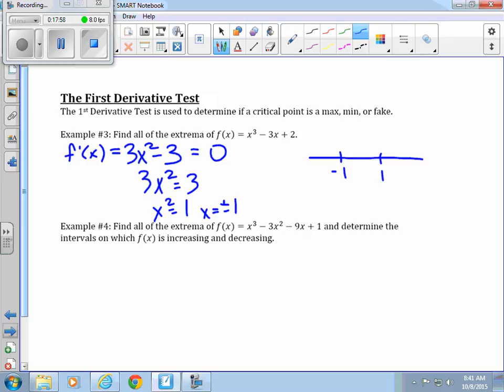So I'm going to do a sign chart here. I'm going to pick a number less than negative 1. Did everyone come from either me or Miss Lowe in this class? Oh yeah. So you might have never seen this sign chart, so this is going to be new. But it'll be okay.